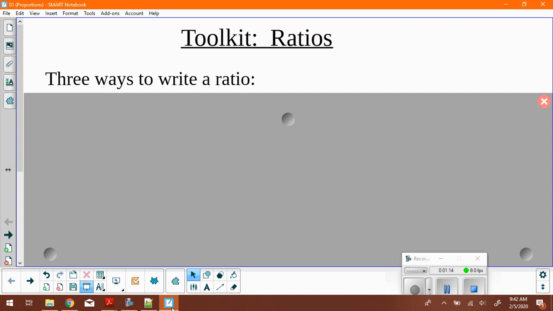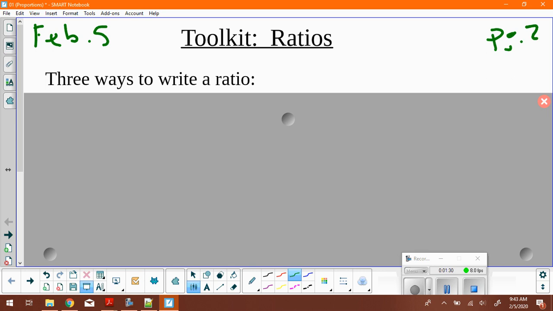On the table of contents, you're going to write today's date, which is February the 5th. This is a toolkit on ratios, so hopefully this is going on your page 2, or wherever you choose to put it. In this toolkit, we're just going to quickly review what a ratio is, and we're going to talk about how to solve for a missing quantity in a ratio.